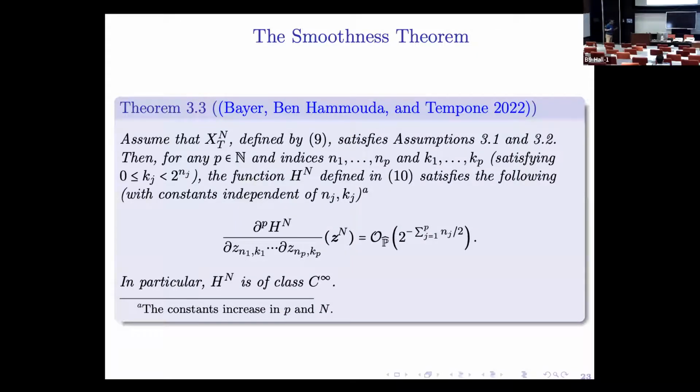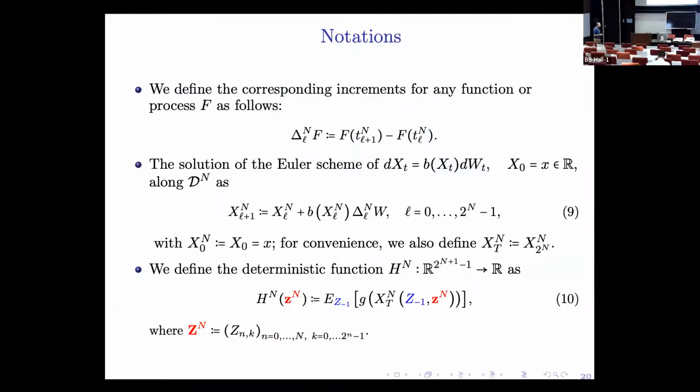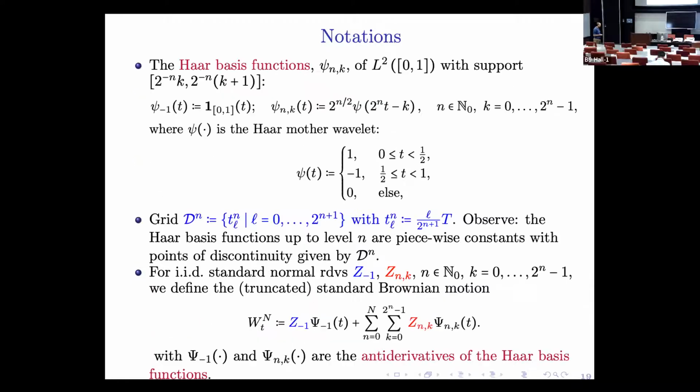Okay, so given these two assumptions, now we are able to introduce the theorem. What the theorem says is that assume you have the Euler discretization that we defined before, and we satisfy the two assumptions. Then for any p and any indices from n1 to np and k1 up to kp, such that kj is between 0 and 2 to the power nj, the function hn. Let me first remind you about the function hn, which is the expectation with respect to the coarsest random variable of our quantity of interest.